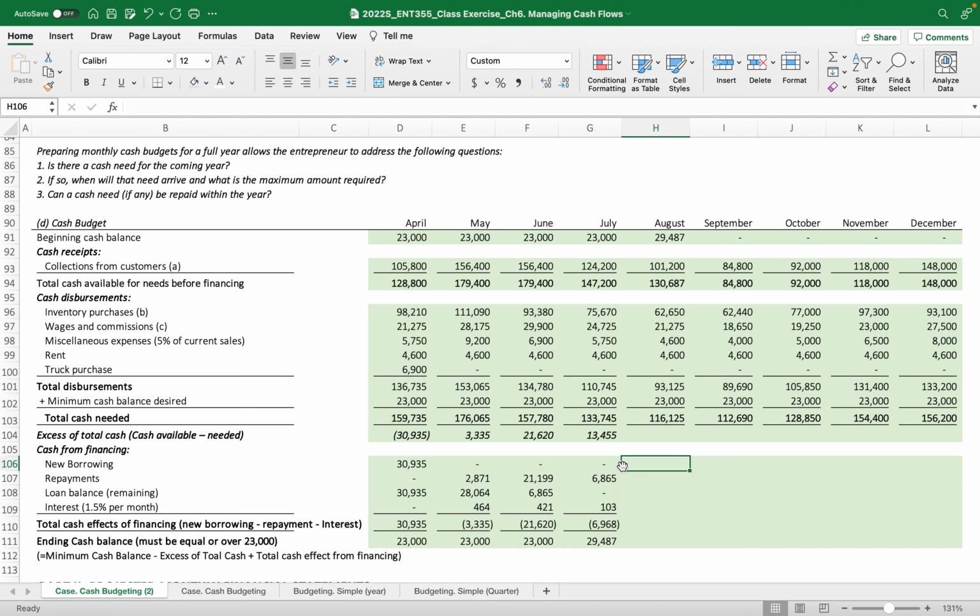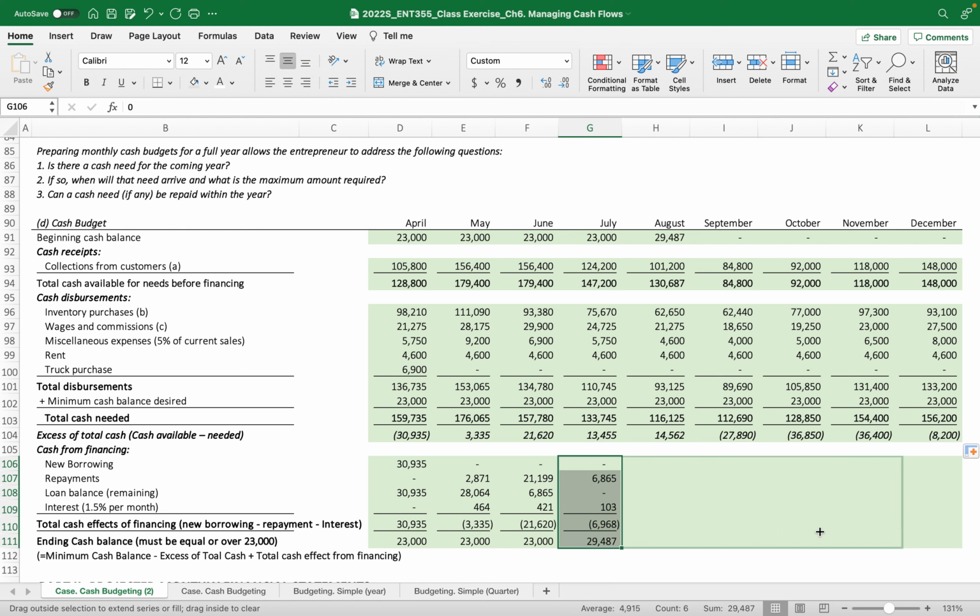We don't have any balance. Okay, let me just drag to the right, and then let's just drag to the right. Okay, we don't have any balance here still, and then let's just drag it. Here there's no repayment, and then there's no loan balance. There's no interest because we don't have any remaining balance. And then let's just drag it to the right.